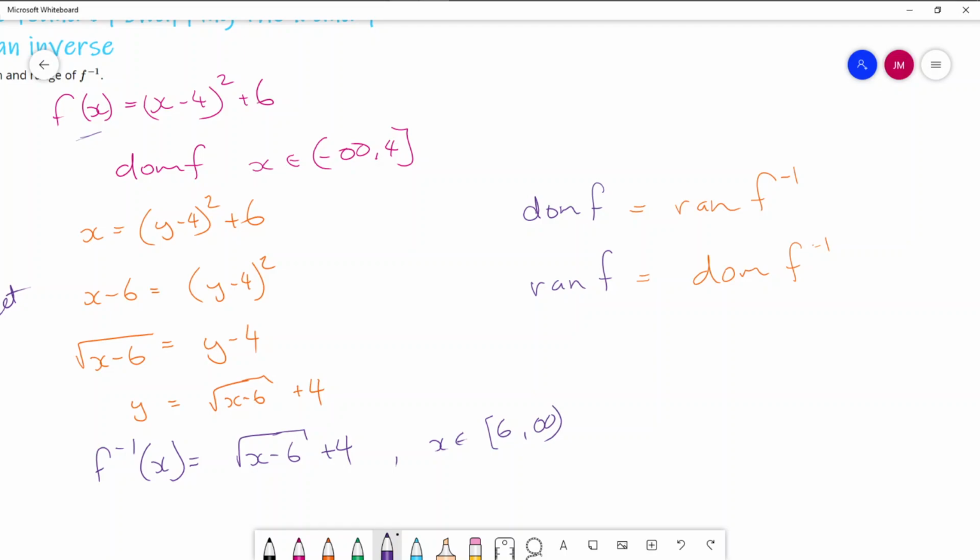So if the domain of the original function was x is less than 4, then the range of that original function there is the domain of our inverse. Okay, now I don't have to worry about finding the range because it was in the original question, which is up the top there: negative infinity to positive 4.